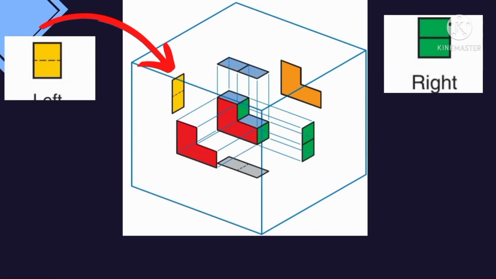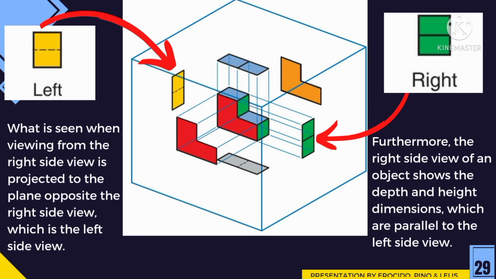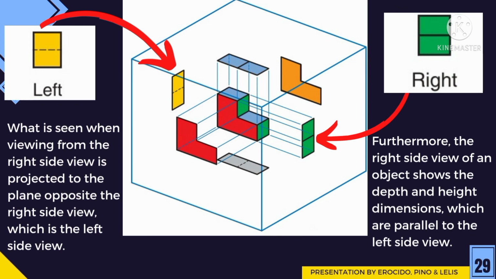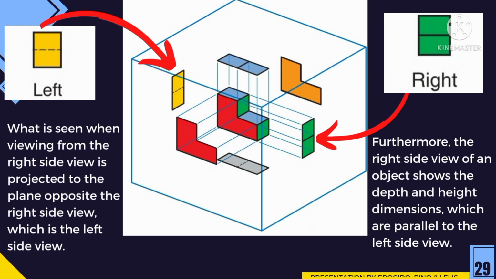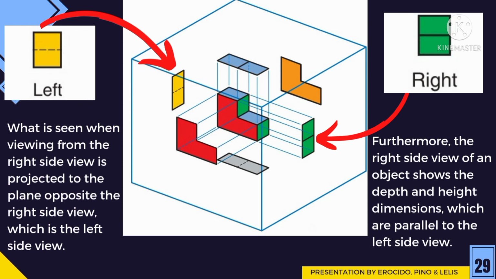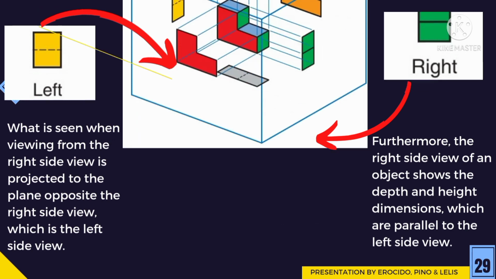Left view. What is seen when viewing from the right side is projected to the plane opposite the right side view, which is the left side view. The right side view. Furthermore, the right side view of an object shows the depth and height dimensions, which is parallel to the left side view.